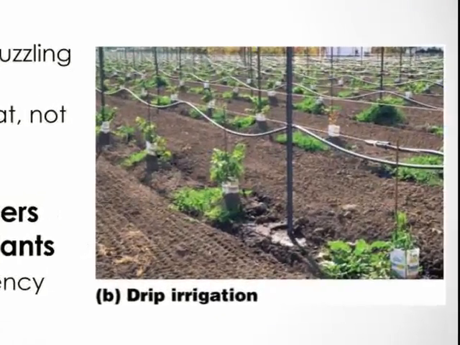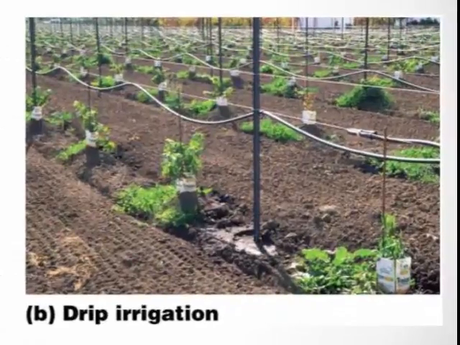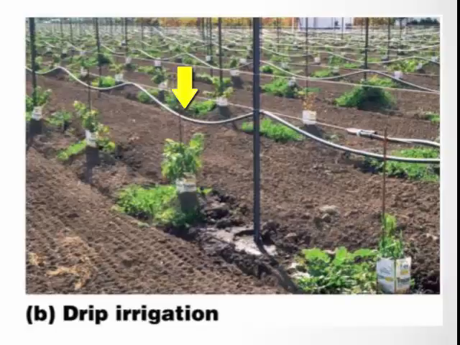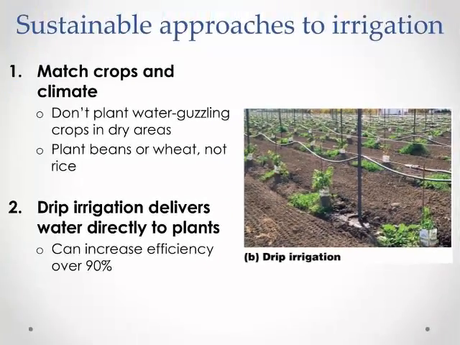Another sustainable approach to irrigation is drip irrigation. This method of irrigation uses hoses to drip water directly onto the soil at the base of the plant. While conventional irrigation methods only allow 43% of the water to reach the plant, drip irrigation allows 90% of the water to reach the plant.